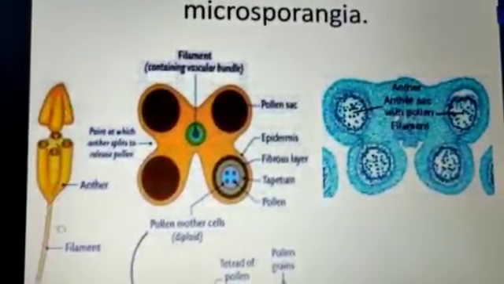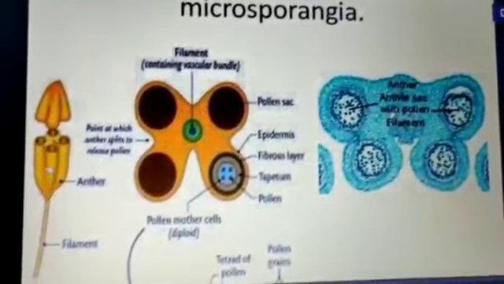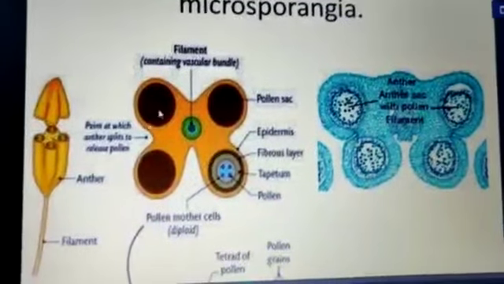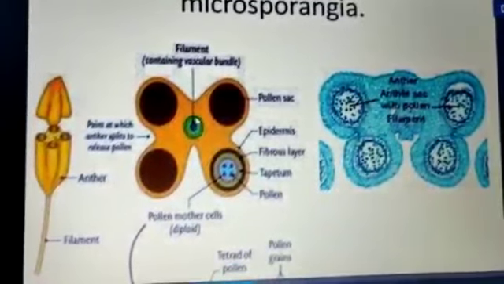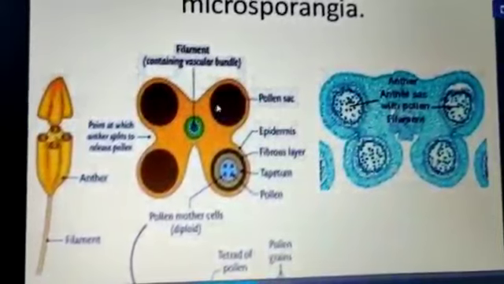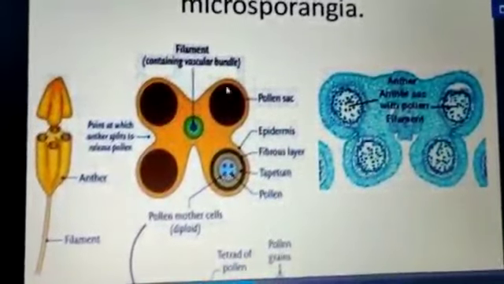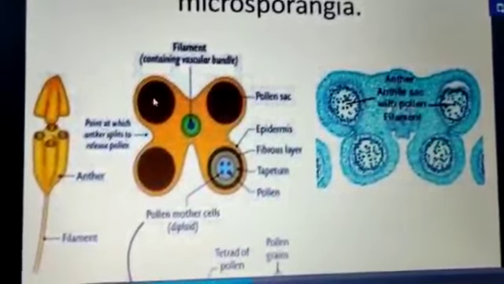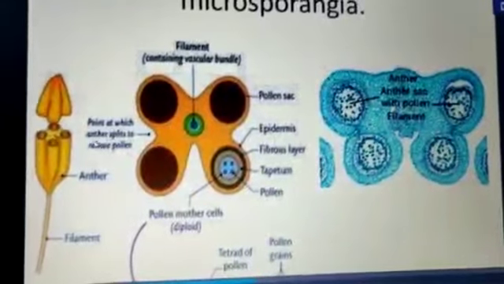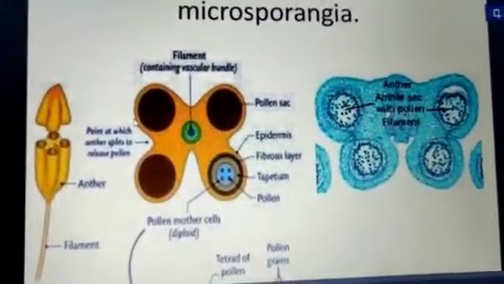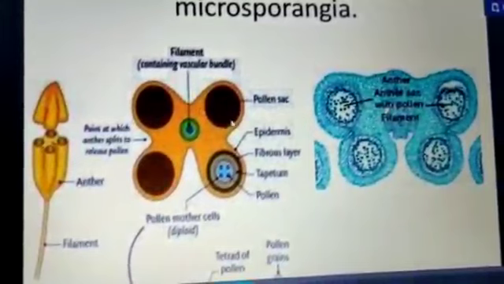Bilobed anther, filament. This is the anther. Cross section of anther is this. This is the filament which contains a vascular bundle, 4 sporangia, 4 sacs; every sac contains microsporangia. Micro means male gametophyte. Okay, this is the pollen sac.